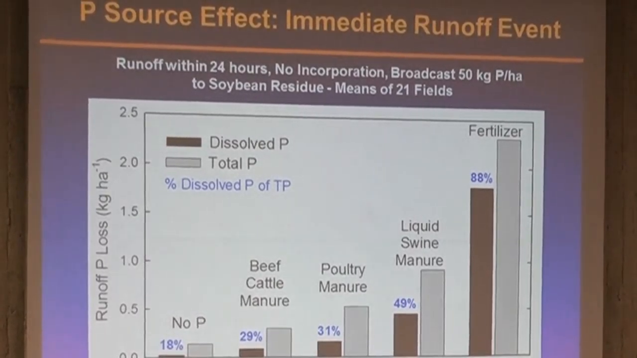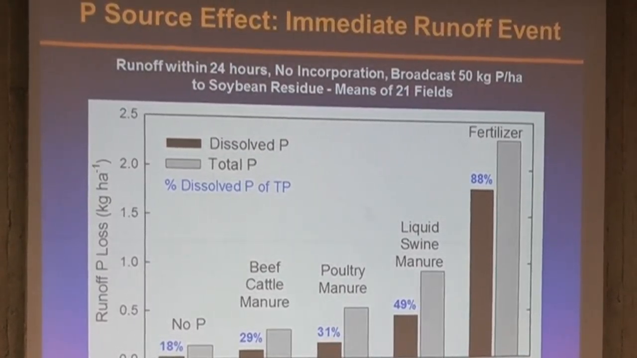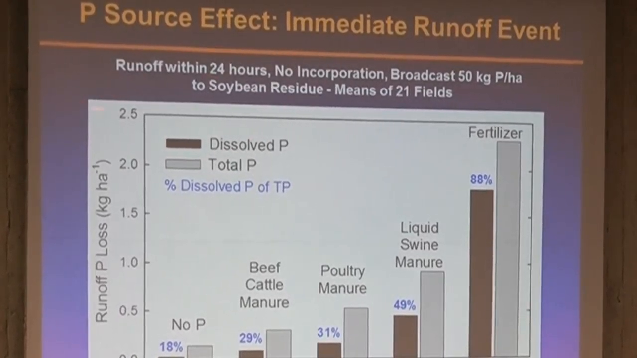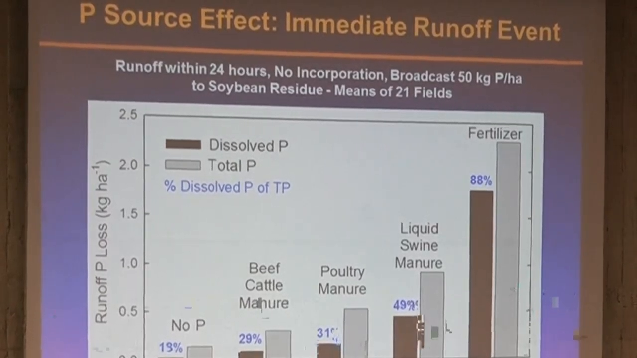Because we did not have this information, we developed the B index for Iowa or for similar conditions. One of the things we did is look at the impact of the phosphorus source on phosphorus loss immediately after the application. This is without incorporation. We applied mostly on soybean residue, always the same amount of phosphorus, 50 kilos P, that's about 112 to 205. There was no incorporation, and we applied runoff within 24 hours.